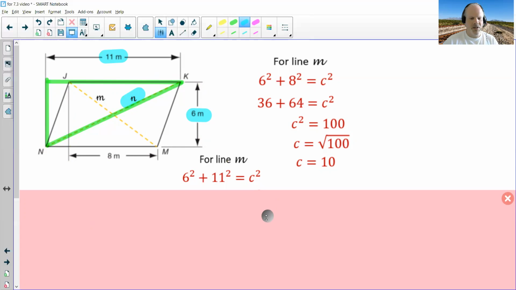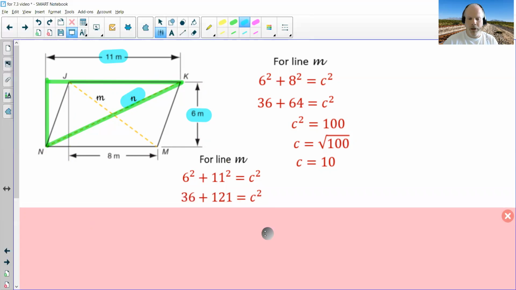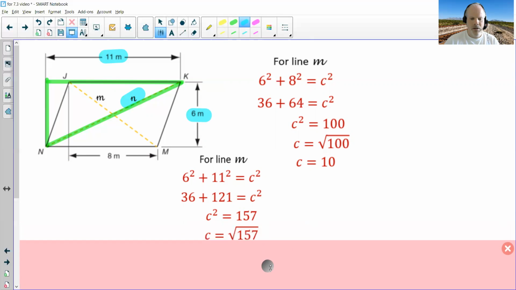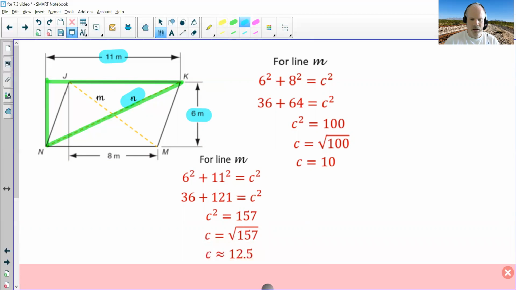6 squared is 36, 11 squared is 121, and when I add those two together, I get 157. So c squared is 157. If I square root both sides of that, I get approximately 12 and a half. So ask yourself, does that make sense? Could this length of line n be 12.5? Well, sure it could. If this is 11, then the hypotenuse could be 12 and a half.